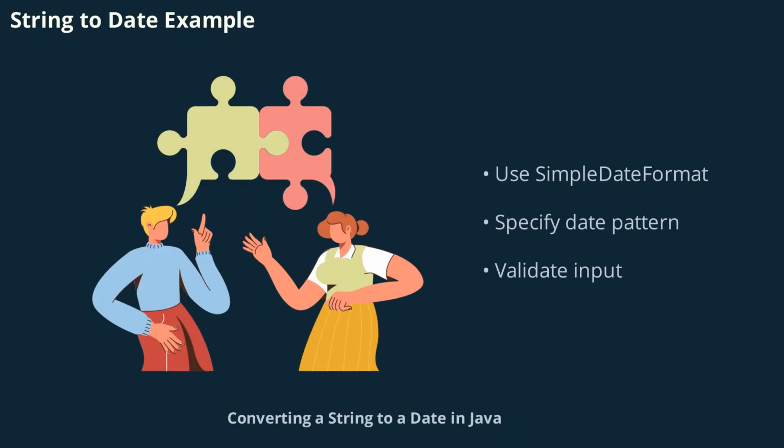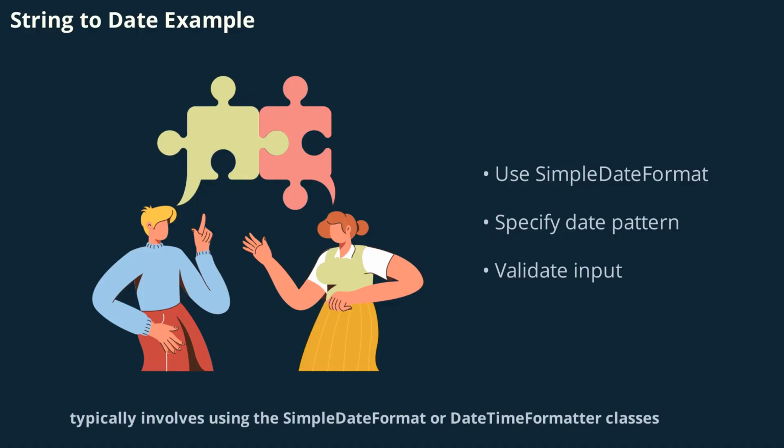Converting a string to a date in Java typically involves using the SimpleDateFormat or DateTimeFormatter classes. You specify the date pattern and parse the string to obtain a date object. This process is common in applications that handle user input or data from external sources. Always validate the format to prevent parsing errors.